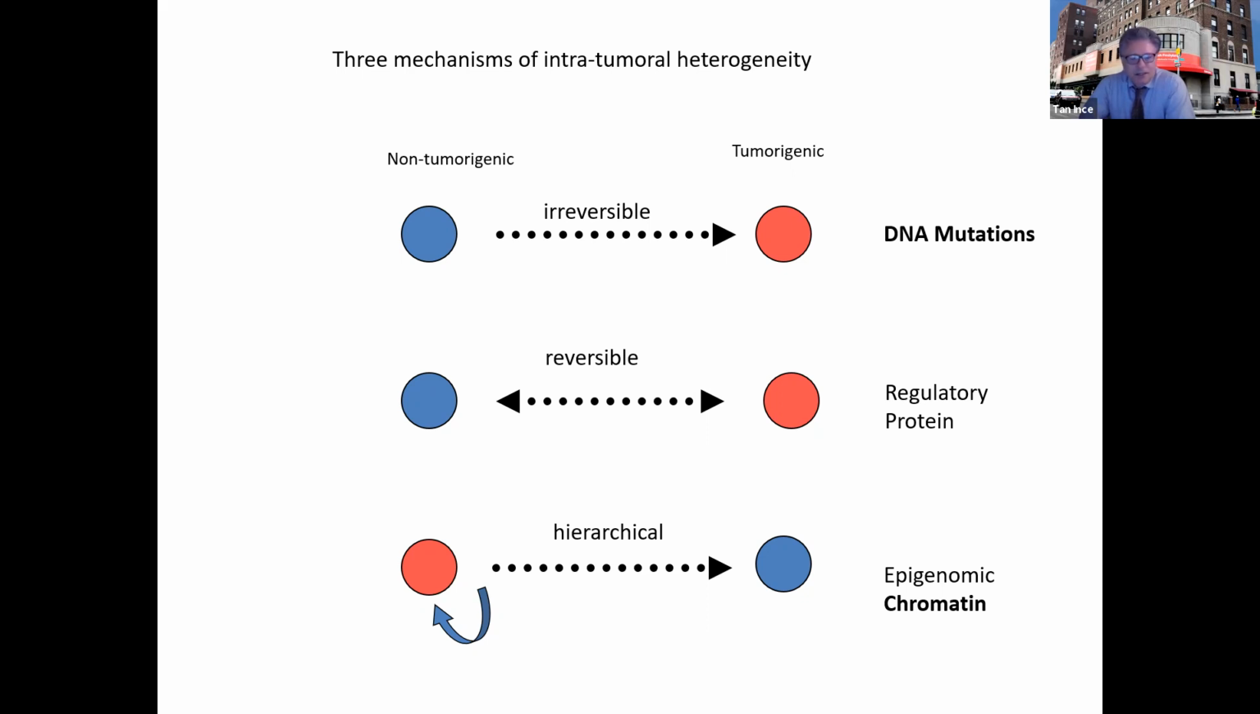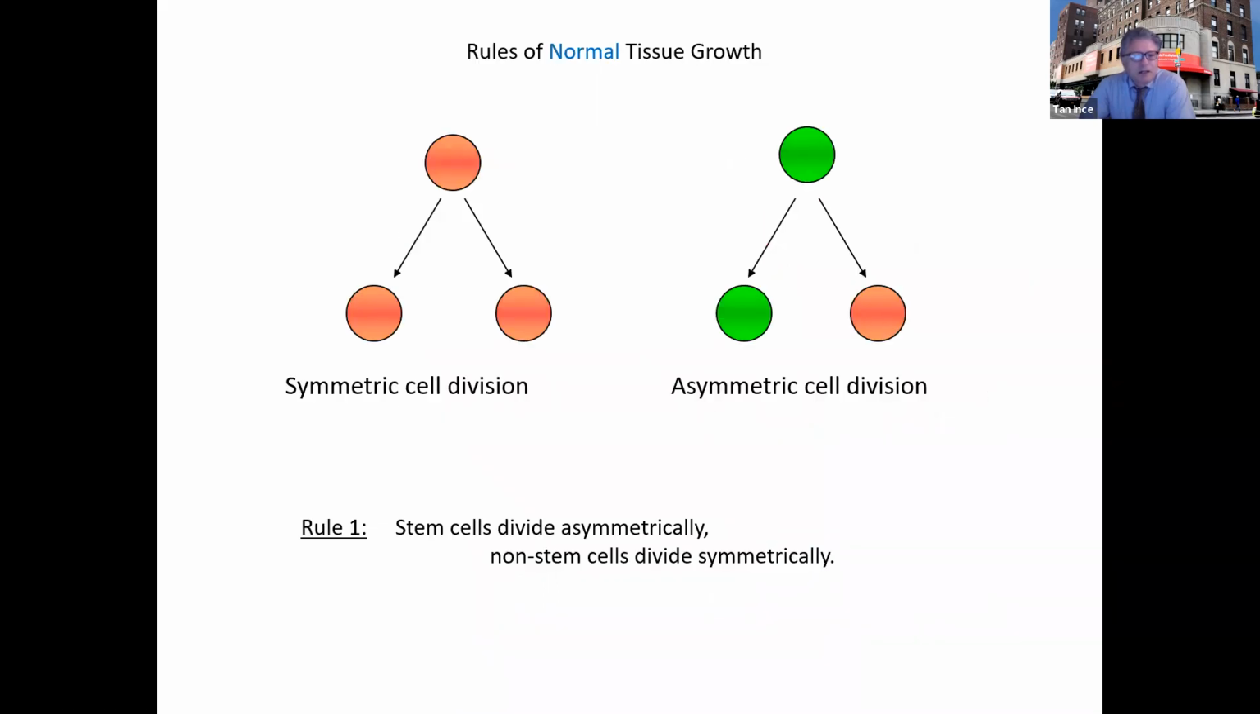The third type of change is what we focus on, the epigenomic changes at the chromatin level. And these are reversible, but rarely. And they have a hierarchical relationship between the parent cell and the daughter cell. What I mean by that is this. On the left are regular cells. When they divide into two, they produce two identical copies. On the right is how stem cells divide.